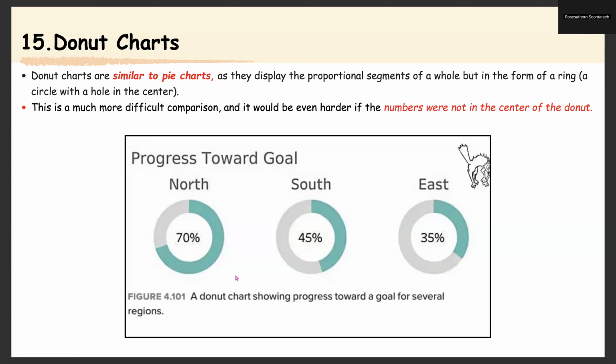And the donut charts. Donut charts are similar to pie charts as they display the proportional segments of a whole, but in the form of a ring, a circle with a hole in the center. This is a much more difficult comparison, and it would be even harder if the number were not in the center of the donut, like this.